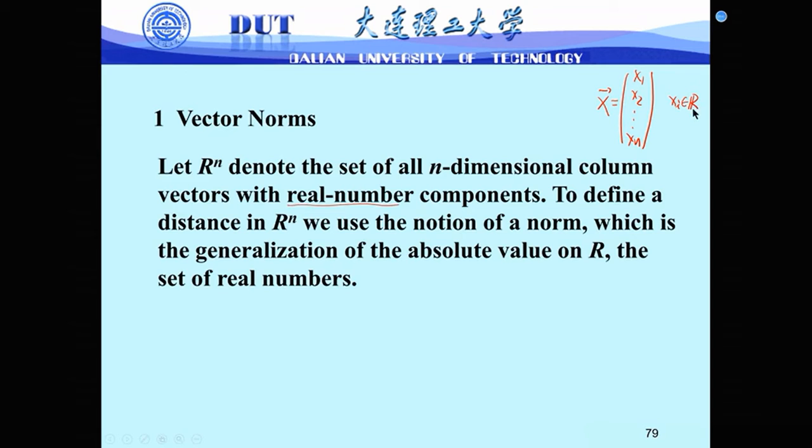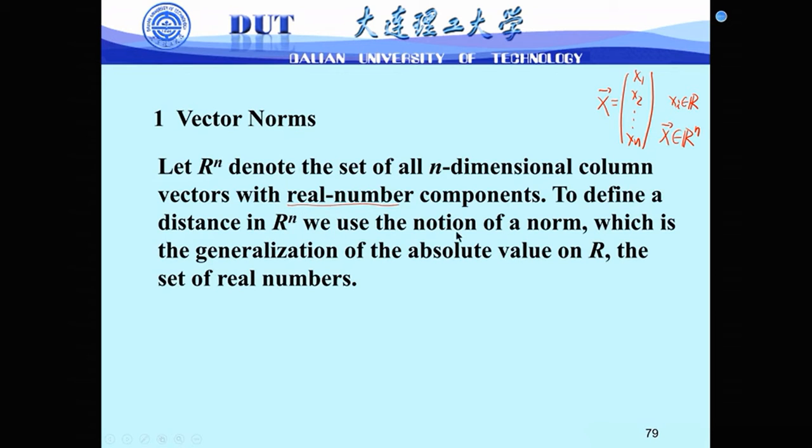So that means each component xi is a real number. I use this R to mean real number. Because this vector is an n-dimensional vector, x belongs to Rn. Here I use an arrow to represent the vector. Xi means just the number component. Now, we need to define a distance in Rn, the space.